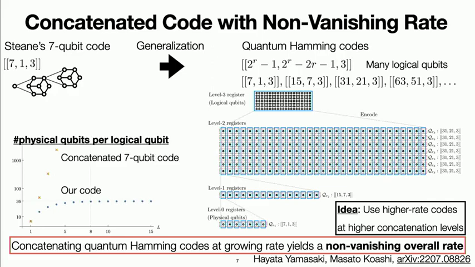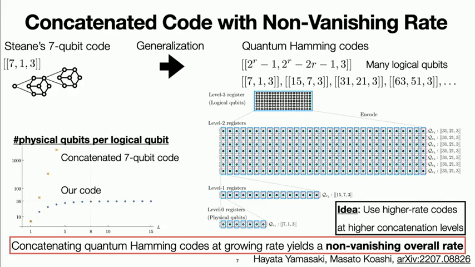of a family of quantum codes that generalizes the 7-qubit code, which we call quantum Hamming codes. The family of quantum Hamming codes starts with the 7-qubit code, but as we increase the number of physical qubits, it can encode many logical qubits per code block, and the rate approaches one very quickly as we increase the code size. The idea here is that, at the physical level, we start with a small, simple 7-qubit code to suppress error. Then, as we suppress error, we start to use the higher rate code to achieve better qubit efficiency at higher concatenation levels.